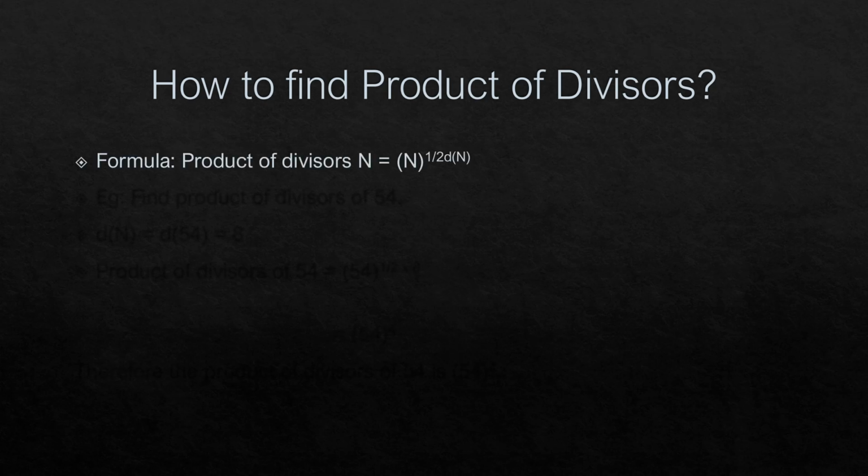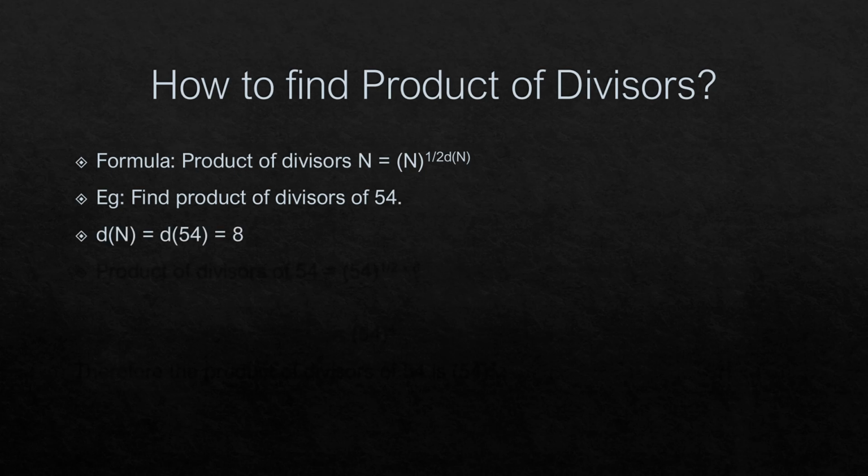So, how to find product of divisors? To find product of divisors, we need formula. Product of divisors of N equals N to the power 1 by 2 into dN. We'll take one example to find the product of divisors of 54. dN equals d54 equals 8. As we have seen in our previous slide, d54, that is number of divisors of 54, is 8.